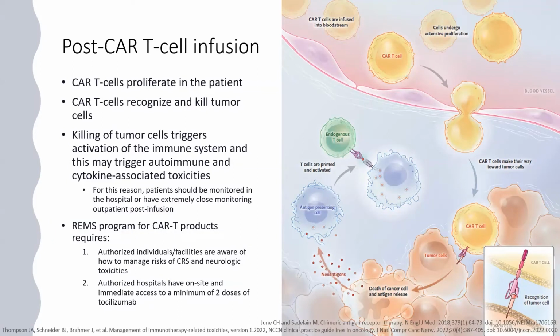And CAR T toxicities can be so severe that these products do have an associated REMS program. One, authorized individuals or facilities must be aware of how to manage risks of CRS and neurological toxicities. And two, authorized hospitals must have on-site and immediate access to a minimum of 2 doses of tocilizumab, which we'll talk about today. And just an FYI, when admitting a CAR T patient, we do verify with central pharmacy that we have at least 2 doses of tocilizumab on site.